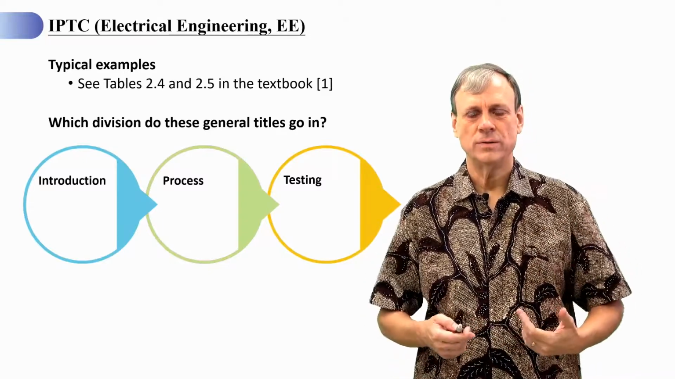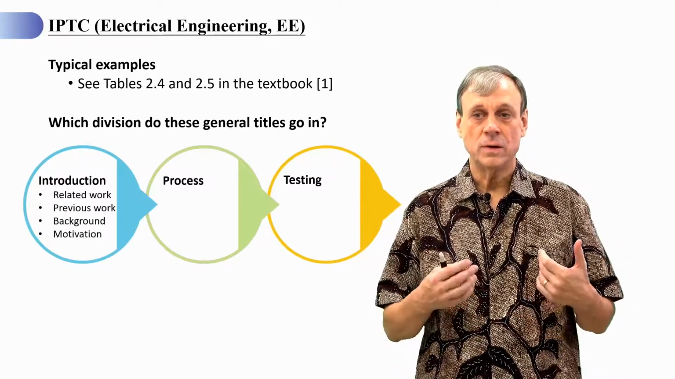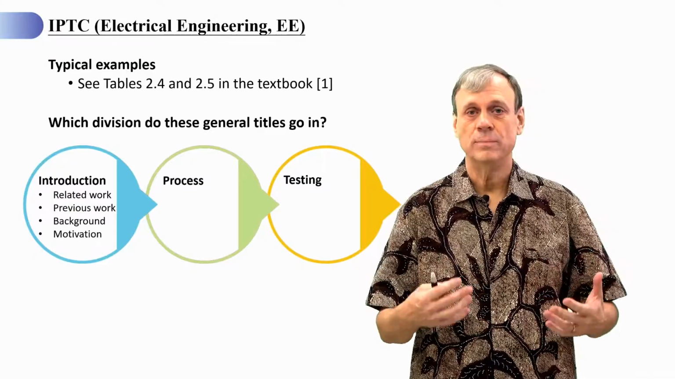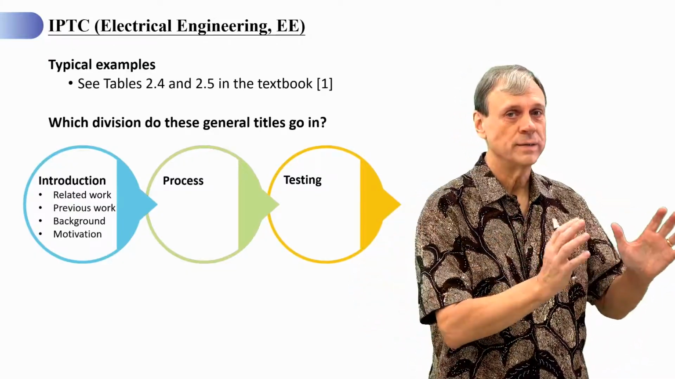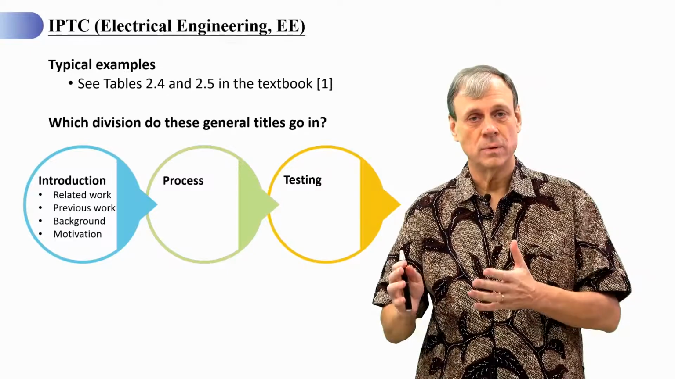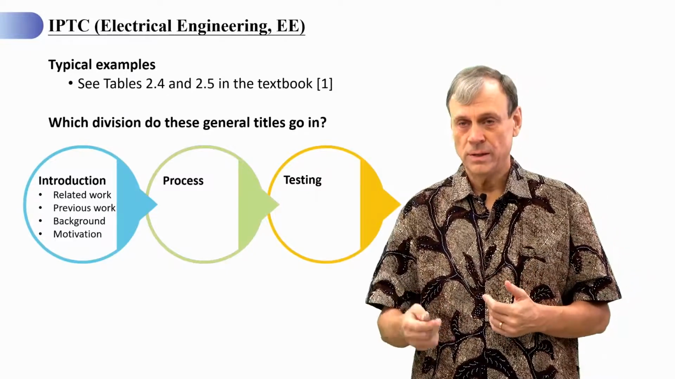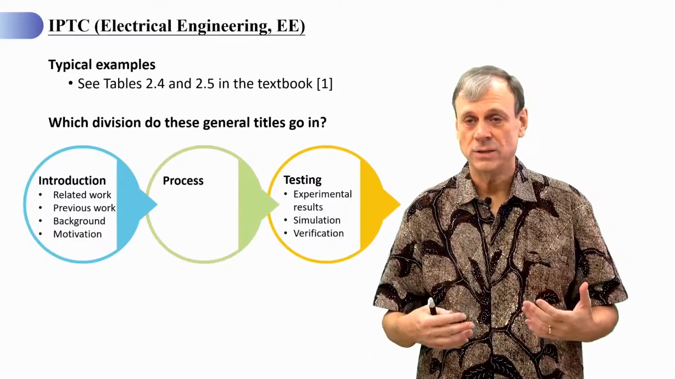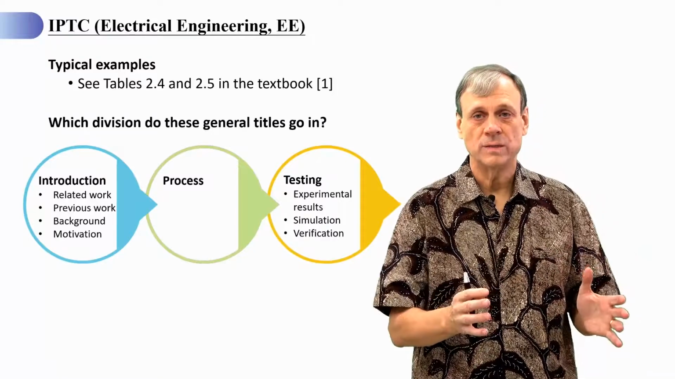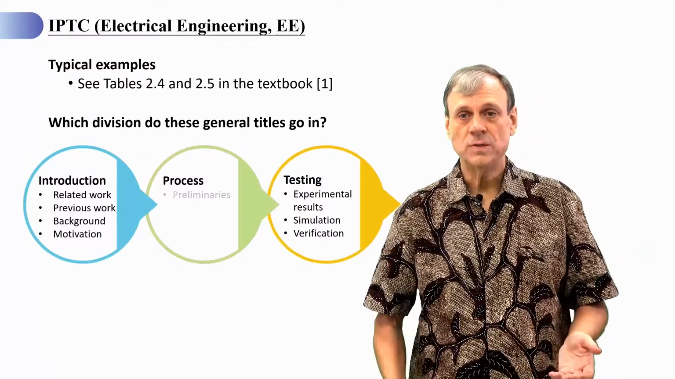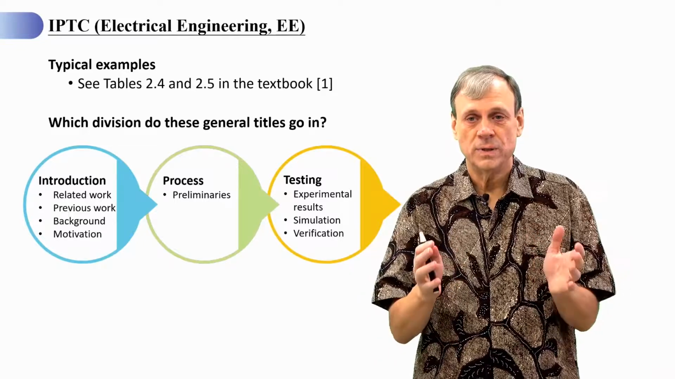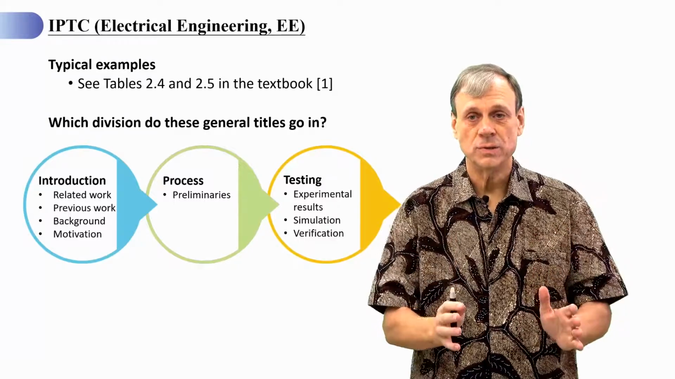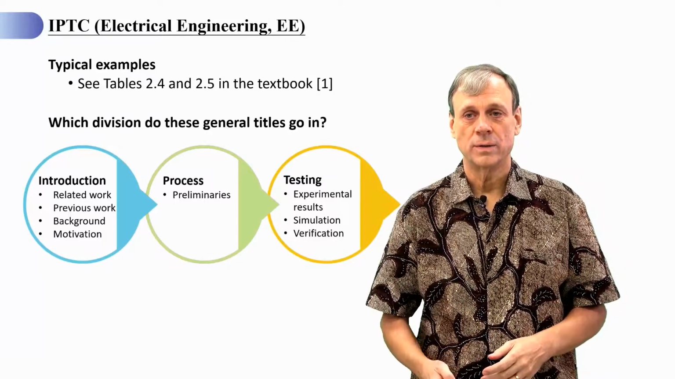And you may wonder where those go. Now, some of them are talking about previous work in the field. So related work, previous work, background, motivation. All of those talk about what has already been done, and therefore are logically part of the introduction. On the other hand, there are some like experimental results, simulation, verification, things like that that obviously belong as part of the testing. And then in between those, almost everything else should be counted as the process division, including a section called preliminaries, which introduces, in many cases, the current work.